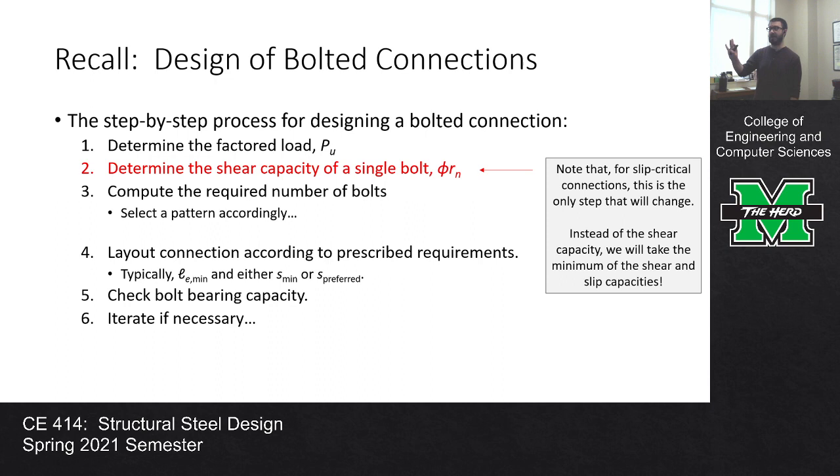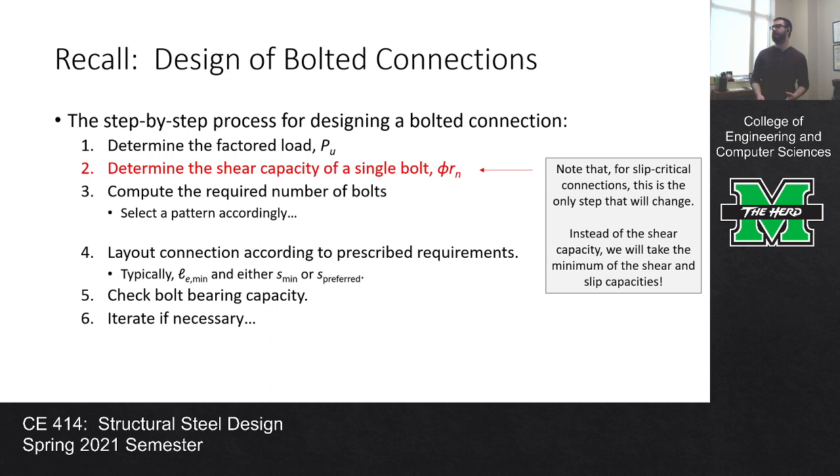That process is no different for a slip critical connection. The only thing that changes, and it changes very slightly, is step two. Because what we do for a bearing type connection is we look up the shear capacity for a bolt. For slip critical connections, we're gonna take the shear capacity per bolt and the slip capacity per bolt, and we're just gonna take the minimum of those two. Other than that, everything else stays the same. So what we need to talk about is the slip critical capacity of a bolt.